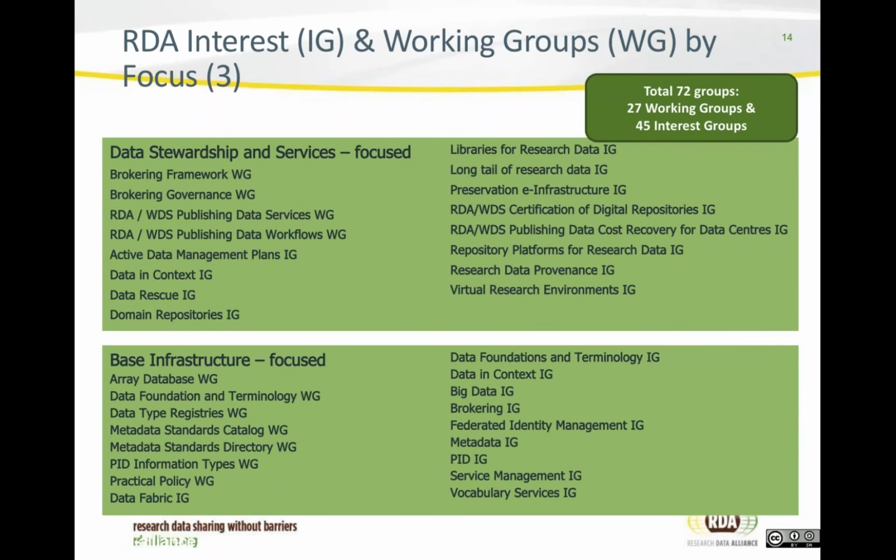There are groups involved in data stewardship and services, and then just base infrastructure. And the metadata groups that I'm going to talk about today are the ones in the base infrastructure: the metadata standards catalog, the metadata standards directory working groups, the metadata interest group, which is the umbrella one, and then the data in context interest group.